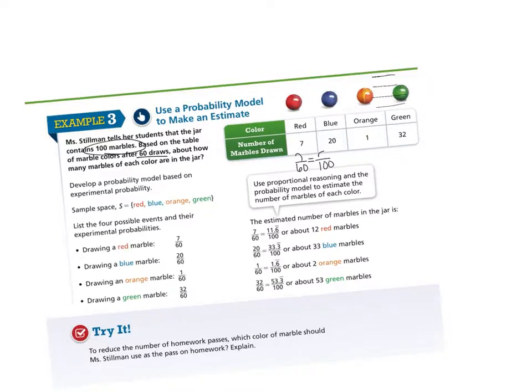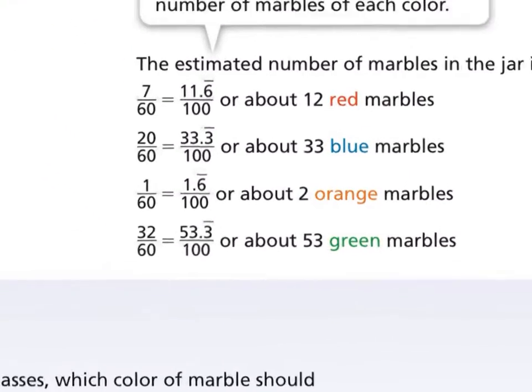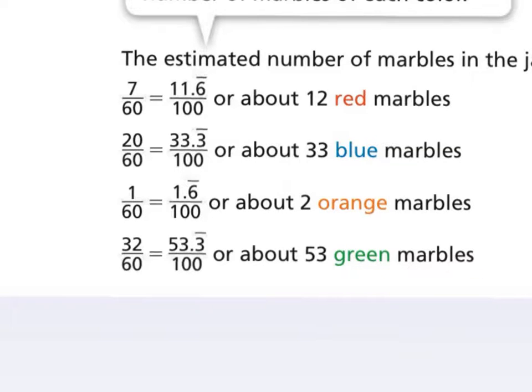With the red then, working that out, it's about 11.6 repeating. We're not going to have part of a marble, so we'll go ahead and round that off to 12 marbles, 12 red marbles. For the blue, there were 20 out of 60. Again, if you want to divide that out, or you can do a proportion, should come out to be about 33 blue marbles. Orange marbles was 1 out of 60, so that would be closest to 2 orange marbles out of 100, and the green, 32 out of 60, should be about 53 green marbles.